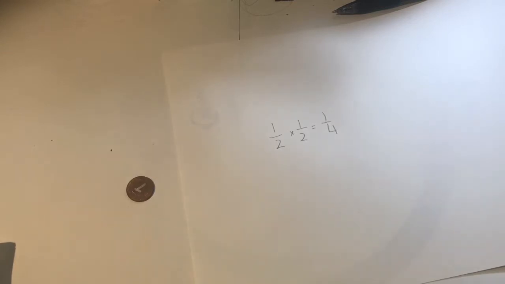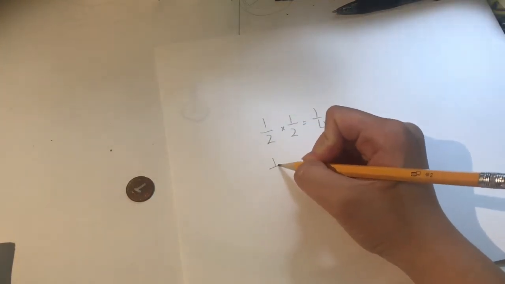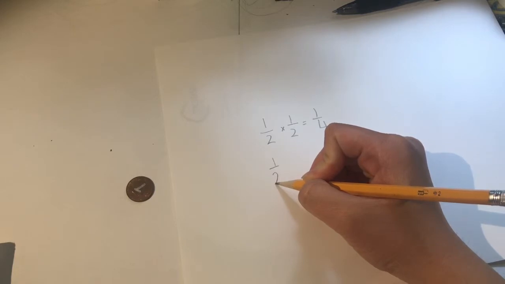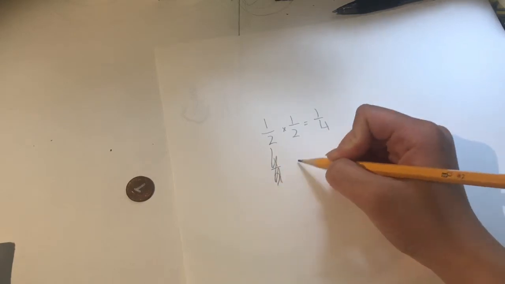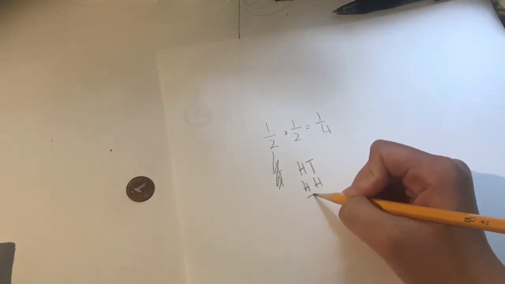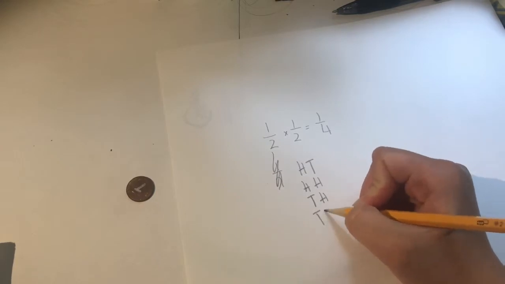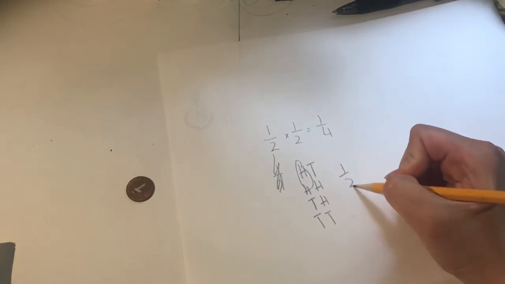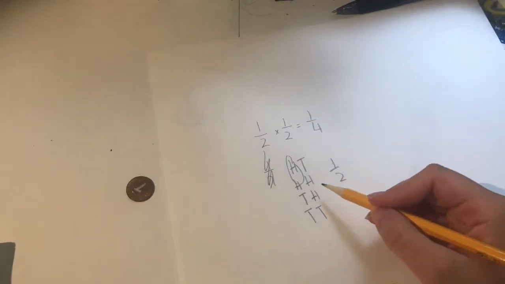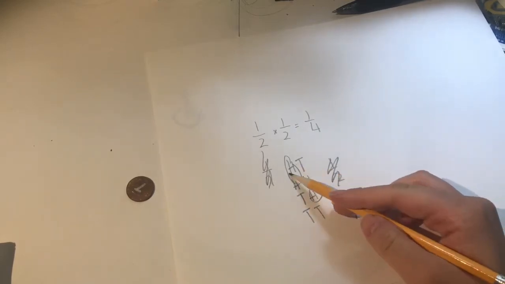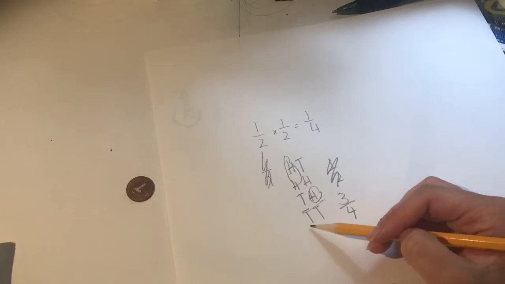So if we were to get heads on either flip, it could be HT, HH, TH, or TT. So that would be 1/2. Well, that would not be 1/2, sorry. That would be 3/4. You would either get heads at least one of the times, or you would not get it at all.